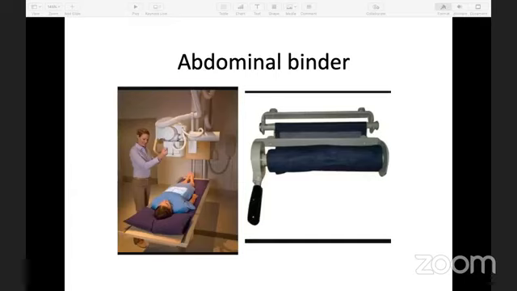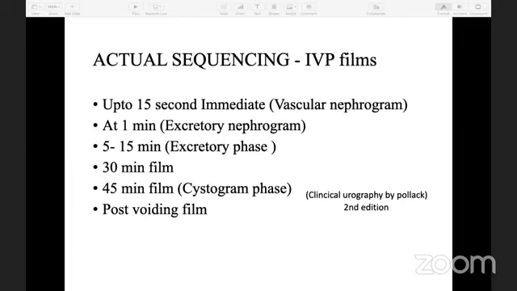As previously discussed, the use and contraindications of the abdominal binder. It is used during IVU for better delineation of ureters in their entire length. This slide shows sequencing of IVP films.